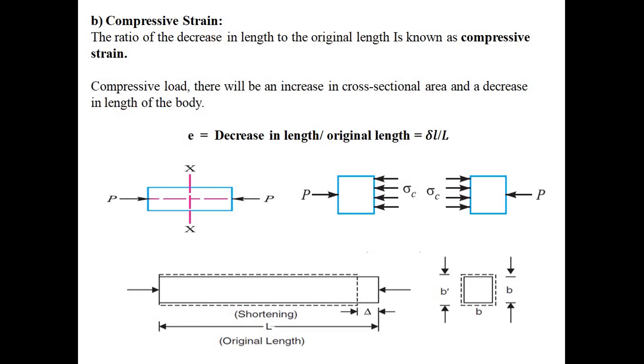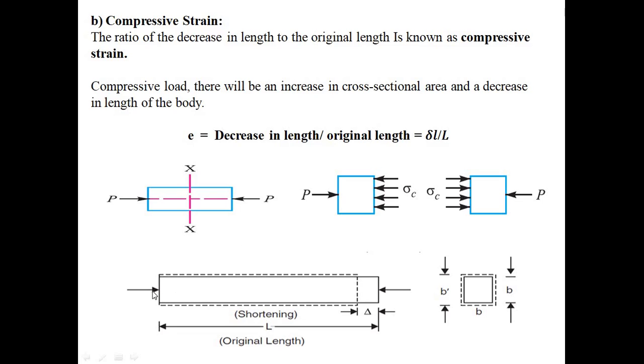So next is compressive strain. What is meant by compressive strain? The ratio of the decrease in length to the original length is known as compressive strain. Here you can see a blue colored body. That body is pushed from both sides, to the right and to the left, with an intensity of force P.